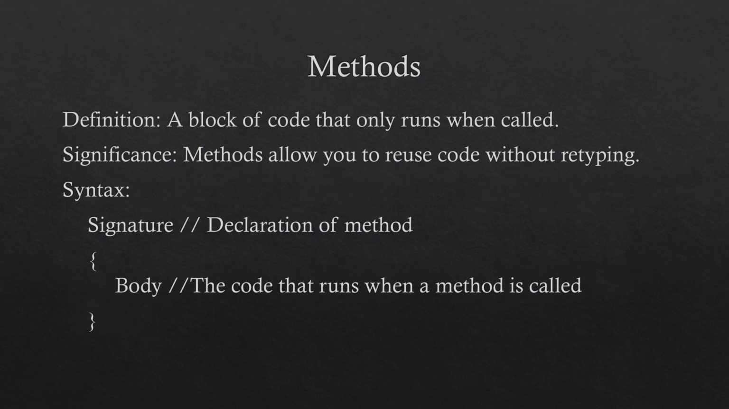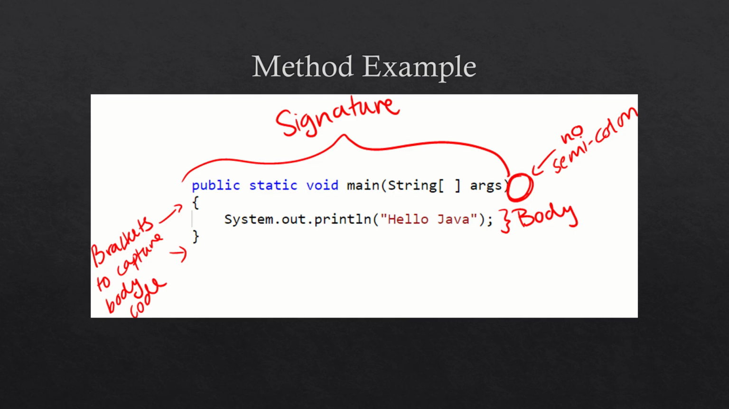Let's discuss those in a bit more detail. So here's an example of a method. So we have the main method. The signature is the starting line that includes public static void main and then the parameters, and it does not have a semicolon at the end. And then we see the curly brackets inside which we have the body of the method that runs when it is called.